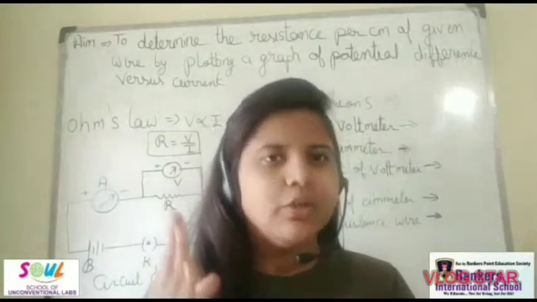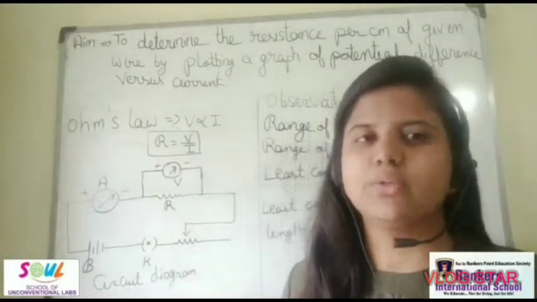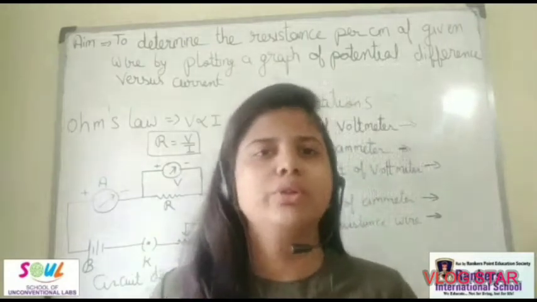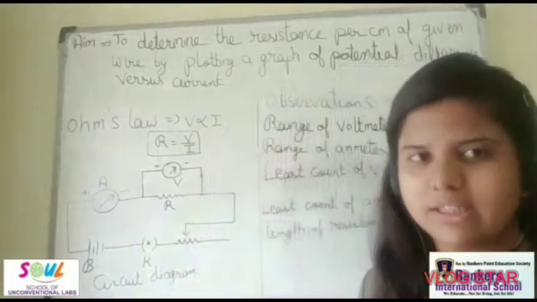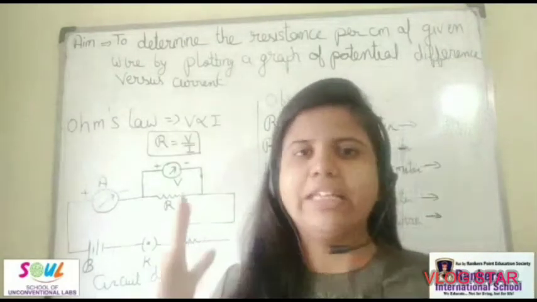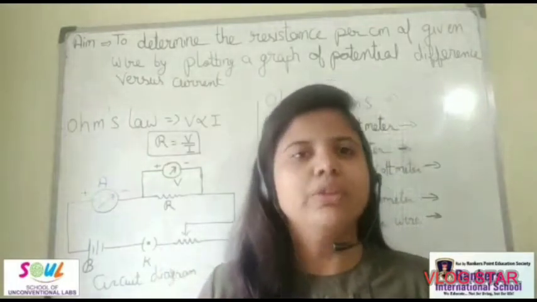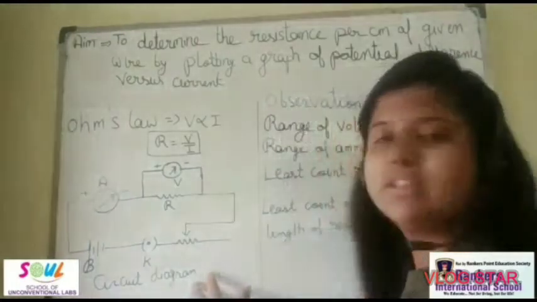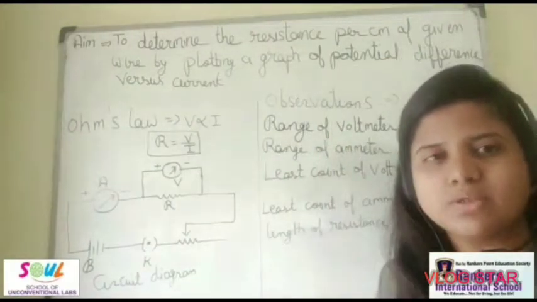Ohm's law states that the voltage across the ends of a conducting wire is directly proportional to the current flowing through it, when all physical conditions such as length, area, material and temperature of the conductor are constant. For this practical, the following circuit diagram is followed.